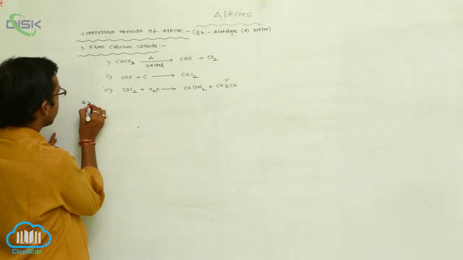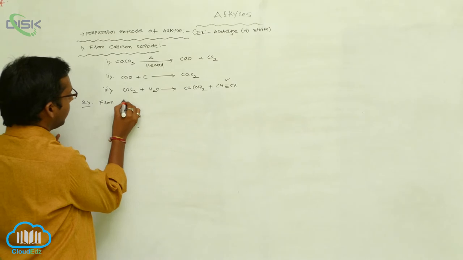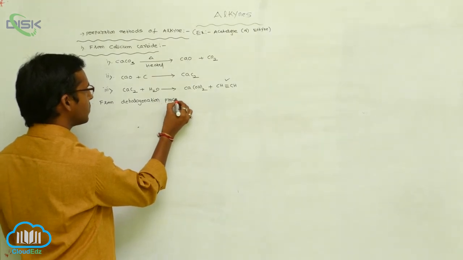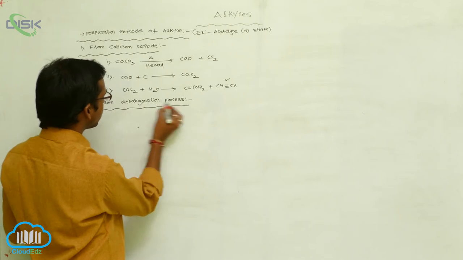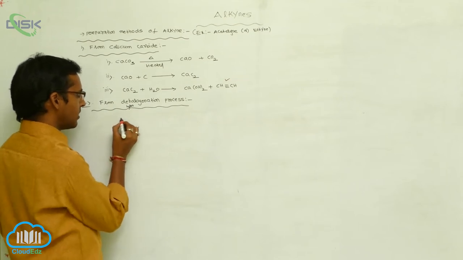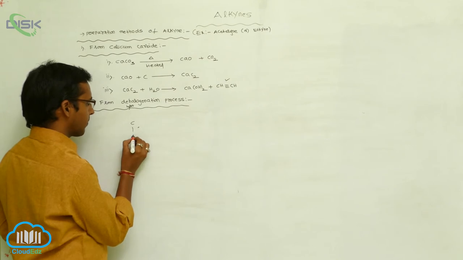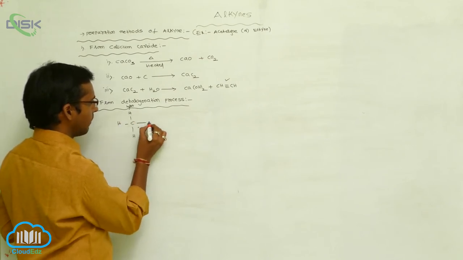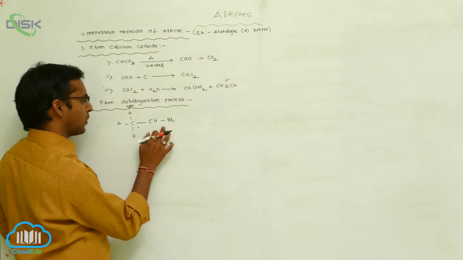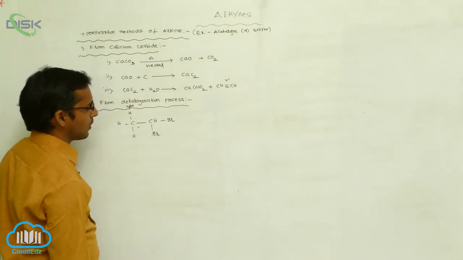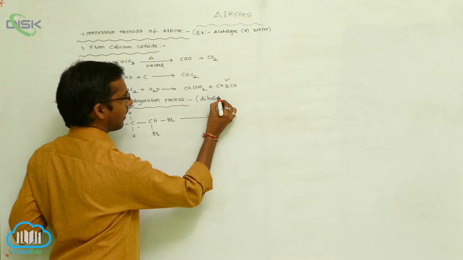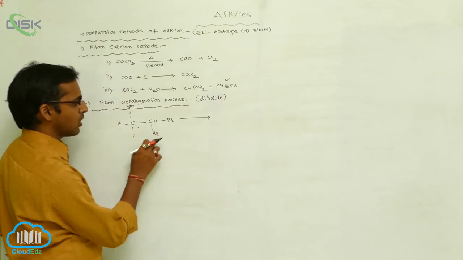And second one is from the dehalogenation process, or dehydrohalogenation process. Okay, so this is your dehydrohalogenation process. See here, if you consider an alkane containing one halogen group, okay, if it contains two halogen groups, so the dihalide, it is prepared from dihalide. From dihalide means your two halogen groups are present.